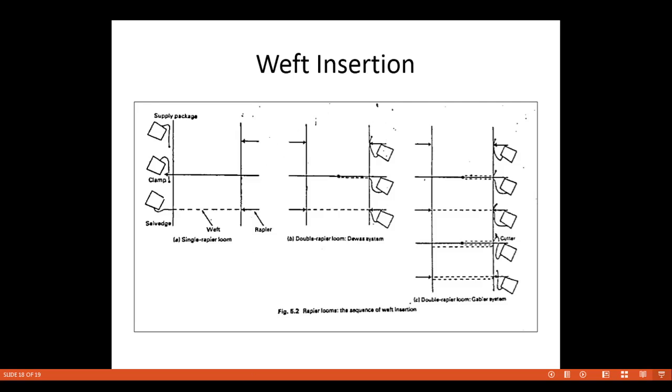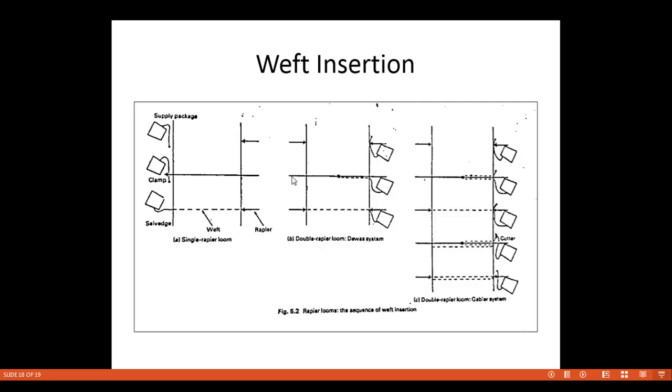In the next figure, we can see this is what Deva's type of system. So here is the left hand rapier, the right hand rapier, and this is the width of the fabric. Here the gripper is there, weft is ready here. So here what happens, as the right hand rapier enters inside the shed, it grips the weft and brings the weft up to the center of the machine now.